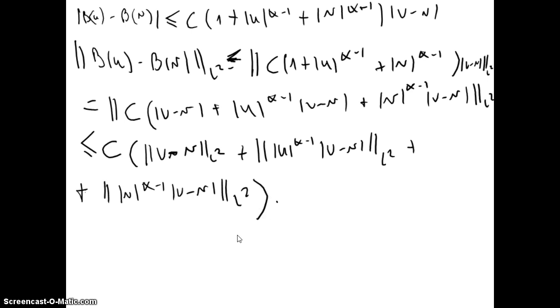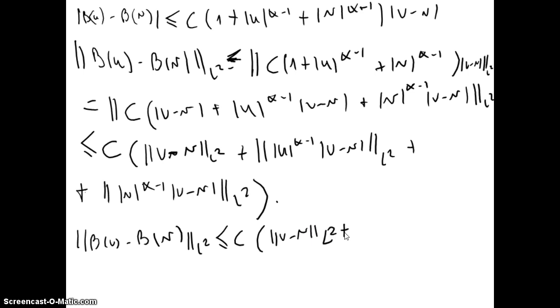Okay, so if we use Hölder inequality, we will obtain that b(u) minus b(v) in L2 is less than or equal to c again, and now we will obtain u minus v, this one will stay the same, plus, well, now we will have u^(alpha-1) in L^(2alpha), plus again, but now with v^(alpha-1) in L^(2alpha), and now we will have here u minus v in the norm L^(2alpha).